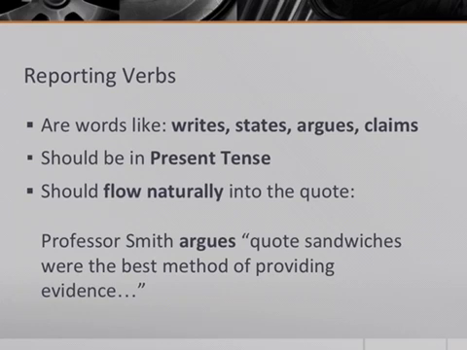Words like writes, states, argues, claims, reports, or indicates are all good choices for reporting verbs, but you should choose one based on the context of the quote. These should always be in present tense. Whenever you're writing about something written, it is referred to in what we call the literary present. It's also important to make sure that these flow naturally into the quote. For example, Professor Smith argues quote sandwiches were the best method of providing evidence.